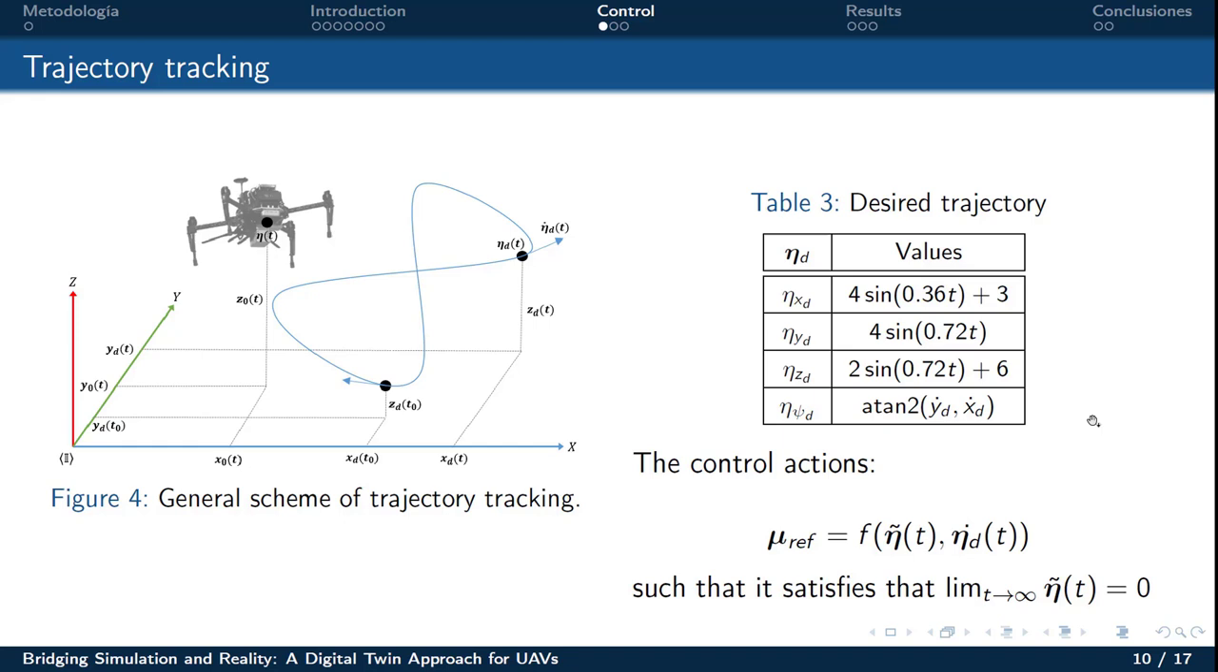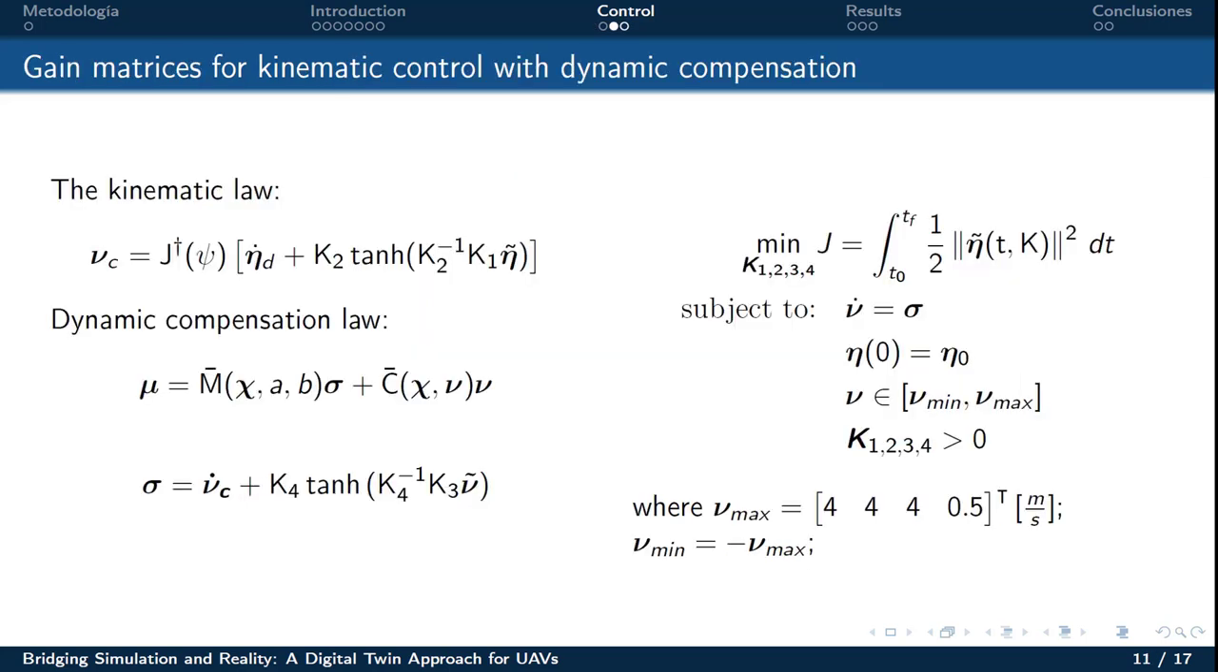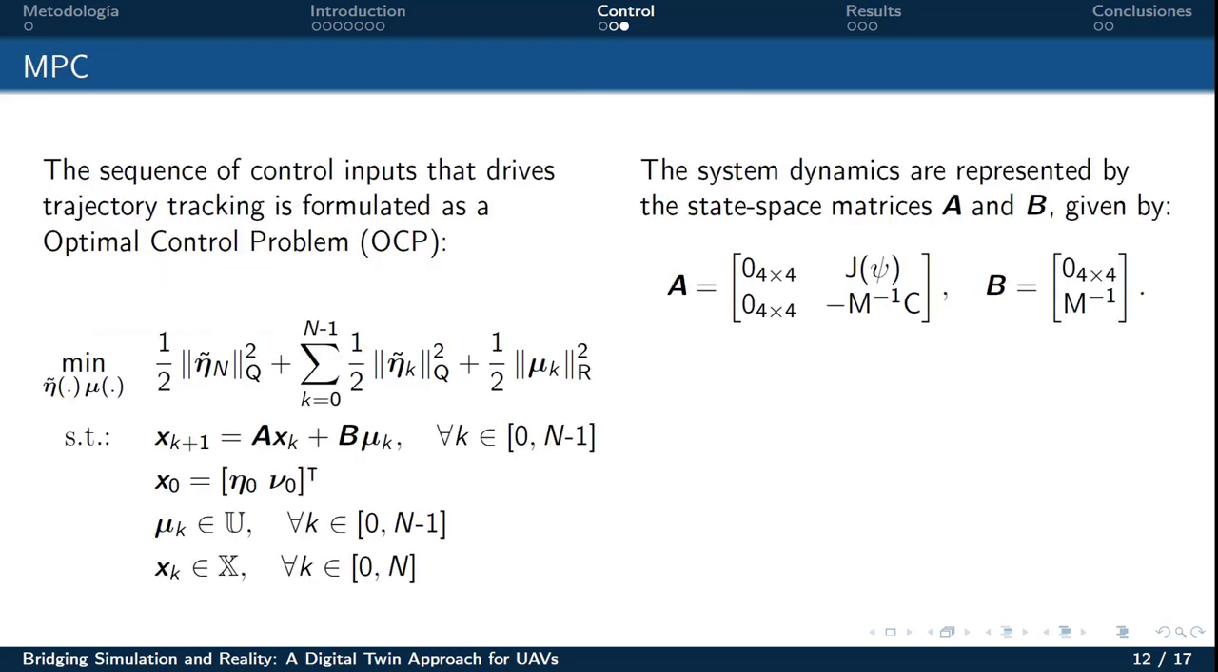The goal of this work is to solve the trajectory following problem. We evaluate three controllers to compare their performance: a purely kinematic controller that calculates the necessary velocities, a dynamic compensation controller that incorporates the dynamic model for more precise adjustments, and a model predictive controller, or MPC, which optimizes the UAV's decisions by predicting future behavior and accounting for constraints.